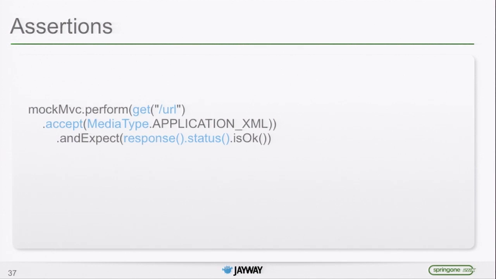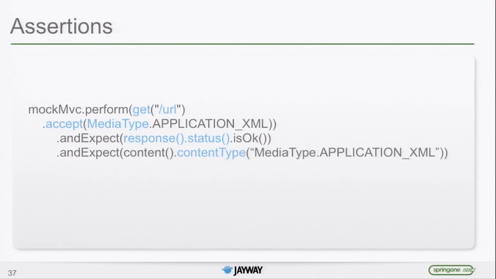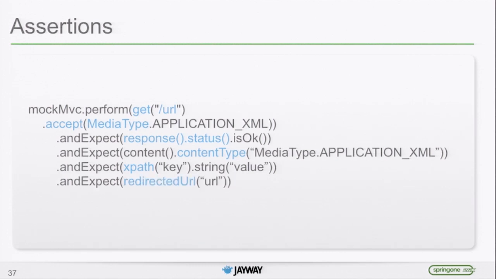For example, you may be interested in the response code, or if the content type is correct, or what is in the response body. You can do XPath validations. There's also JSON validation if you have a JSON response body. If it's a redirect URL, you can validate that. Model attributes, if your controller returns a model and view object.